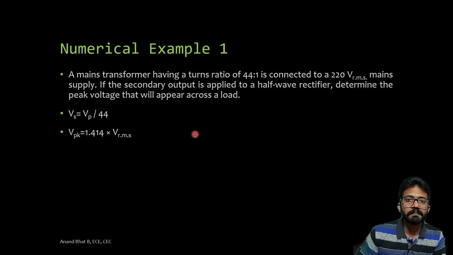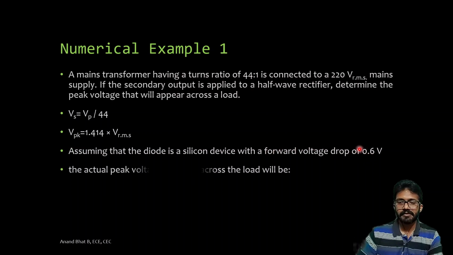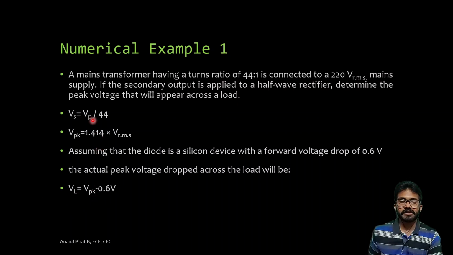So once we have got the peak value of the secondary, let us assume that in this half wave rectifier circuit, the diode voltage has a drop of 0.6 volts. It can be anywhere between 0.6 and 0.7. I am assuming it to be 0.6 volts. Then the peak voltage that appears across the load will be the supply peak minus this 0.6 volts. So the load voltage will be the peak voltage of the secondary RMS value minus 0.6 volts.